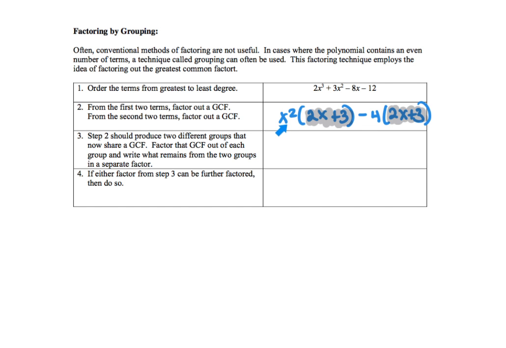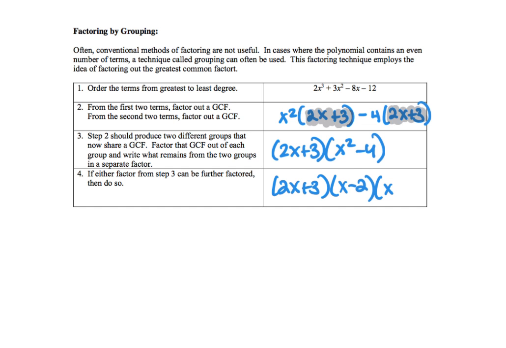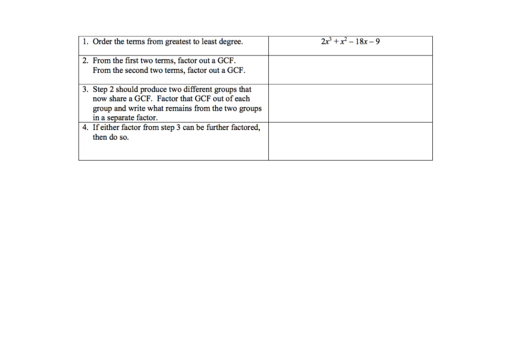So looking at this, I see 1 term, 2 terms, difference of 2 terms. This is my GCF. I'm going to factor it out. So that becomes 2x plus 3, and then x squared minus 4. Now, if either of these factors further, I have to do that. This does not factor further, but this is the difference of squares, and it does. So that factors as x minus 2, x plus 2. And that is your answer factored completely. Let's try another one.